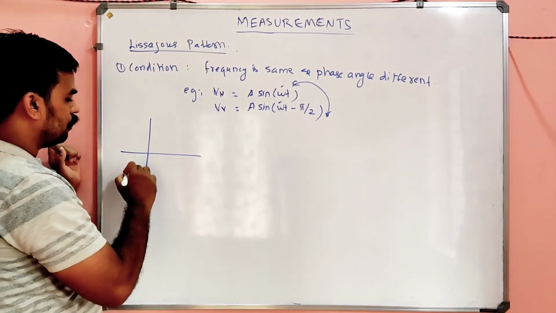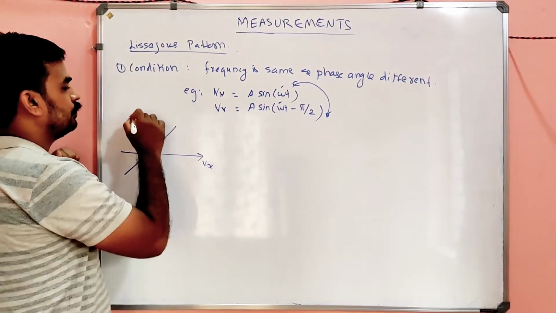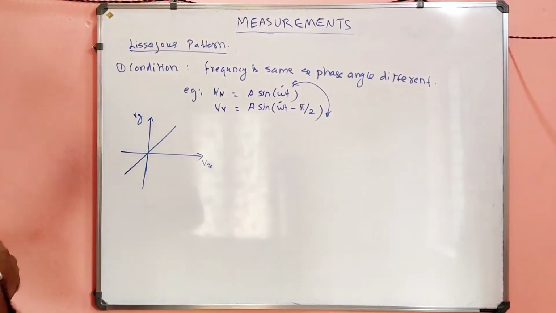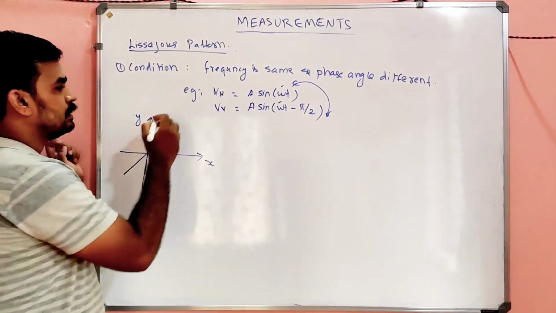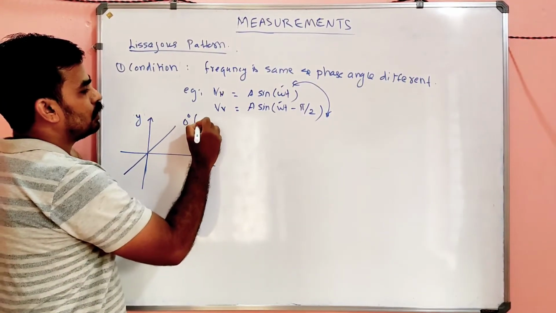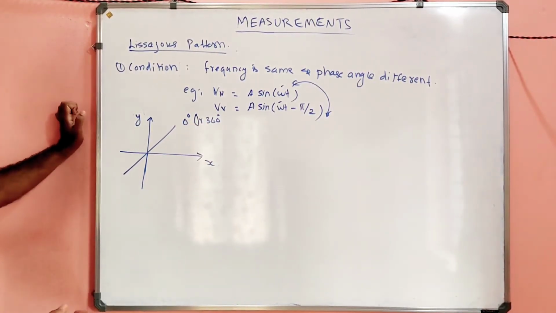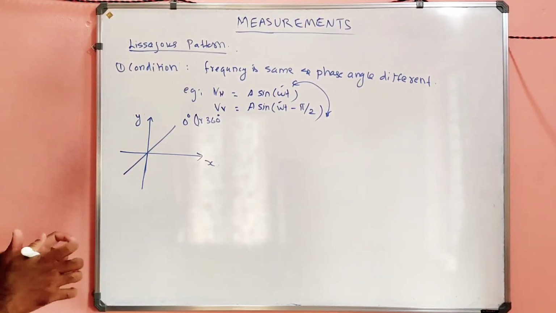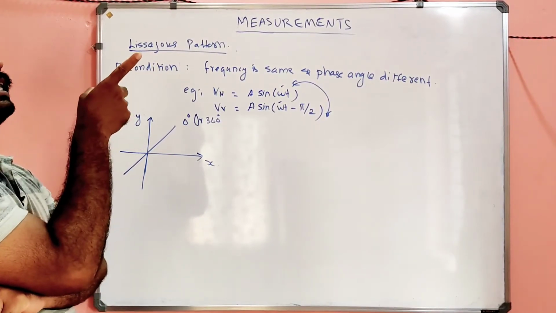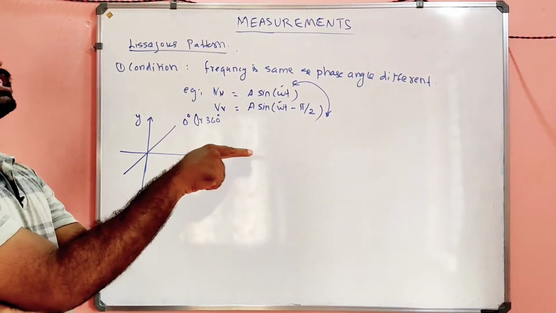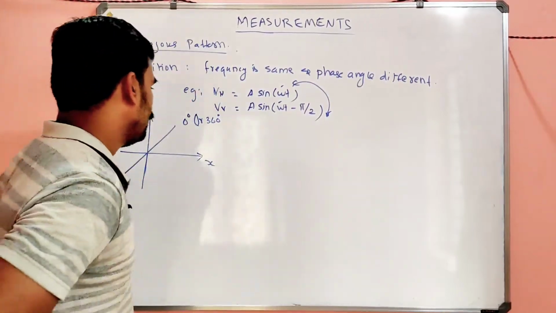For 0 degree or 360 degree phase angle, this will be the trace, with Vx and Vy, simply x axis and y axis in the graph. This is the trace. If you give two signals and you find this in the graph, you can say the two signals are at 0 degree or 360 degree lag, or they are in phase. Simple.